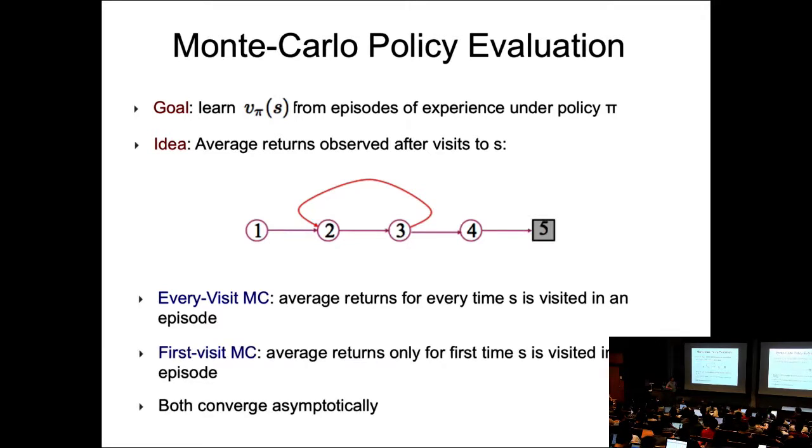There is also first-visit Monte Carlo, which averages the return only for the first time S is visited in an episode. So the first time you start at, let's say, state 2, you only consider the final returns once you reach the final state, even though you can come back to the same state multiple times, right? Both converge asymptotically. Do you guys see what I mean?